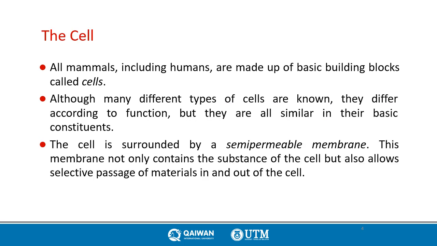For the cells, many different types of cells are known. They differ according to the function, but they are all similar in their basic constituents. So the cell is surrounded by a semi-permeable membrane. The membrane is very important because it controls the movement of the ions between the inside and the outside of the cell. This membrane not only contains the substance of the cell, but also allows selective passage of materials in and out of the cell.